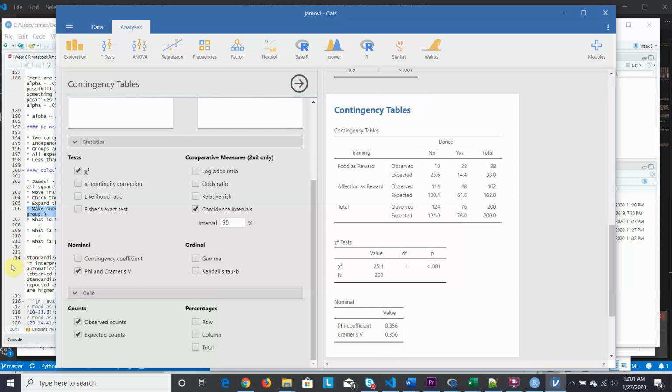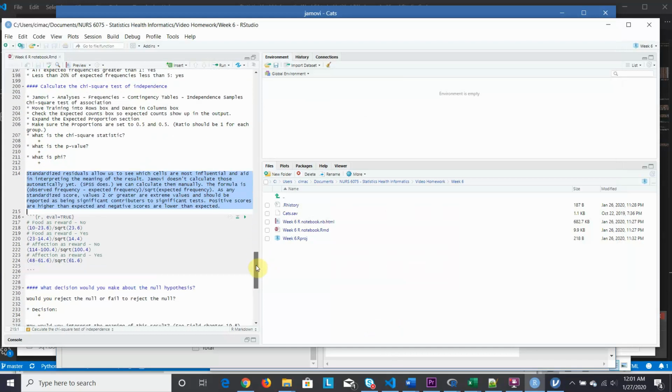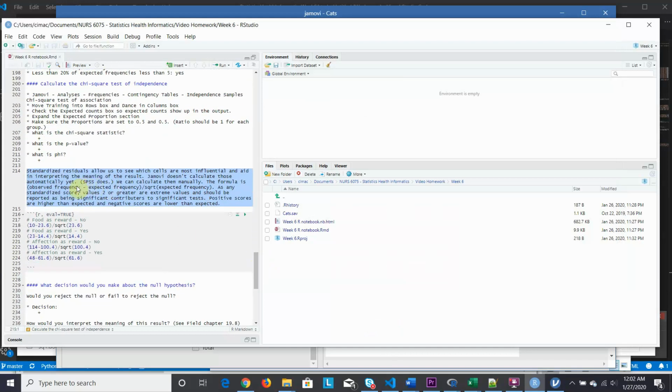And standardized residuals in a chi-square test are a way to see which cells are most responsible for the result that we get. We have a significant result, p less than 0.001, so we do want to look at that. The formula for standardized residuals is the observed frequency subtract the expected frequency divided by the square root of the expected frequency. I went ahead and pulled those numbers for you and put them in some R code, and we're going to go run that.